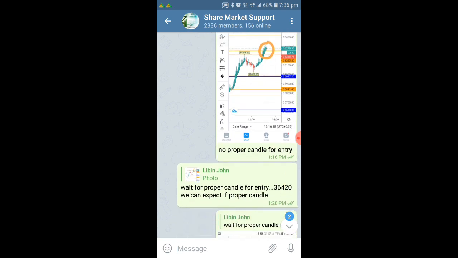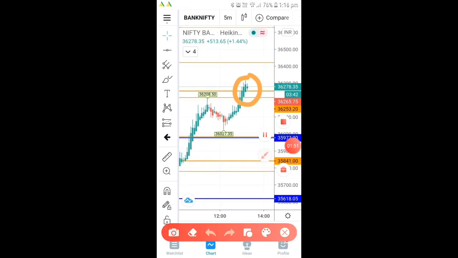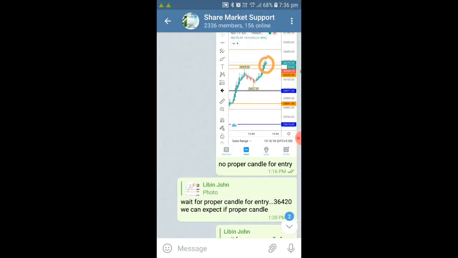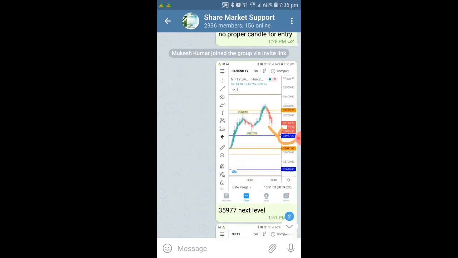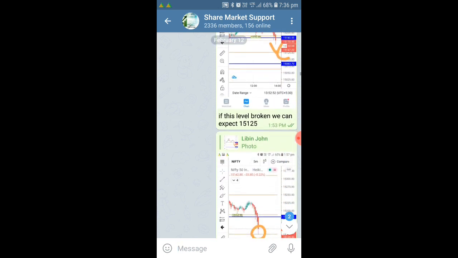Here you can see I have mentioned that somewhere people will be taking an entry without seeing a proper candle. Here the candle was not proper, as I have clearly mentioned. In this area there is no proper candle. That is the reason I told we should not take an entry without a proper candle. So when there is no proper candle, we have to wait. Once the proper breakout happens and Bank Nifty support is broken, then we can see what the next level is. The next level I will be giving here, so it will be easy for you to take a trade.